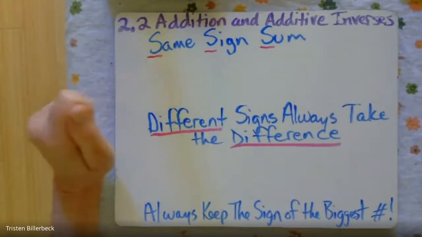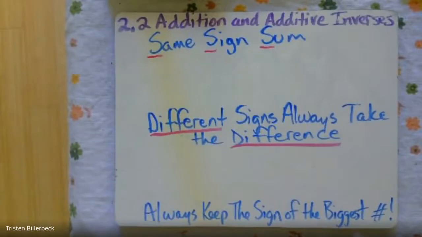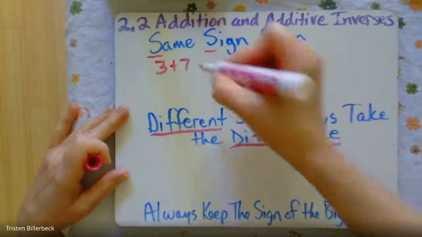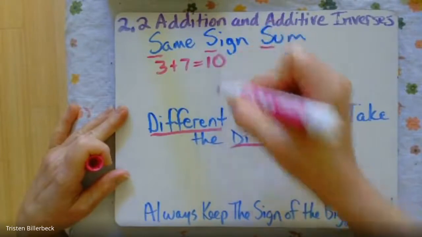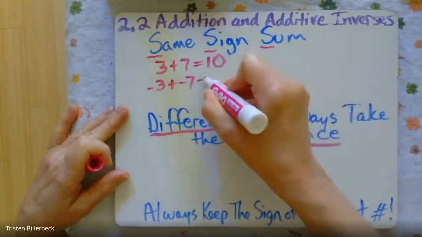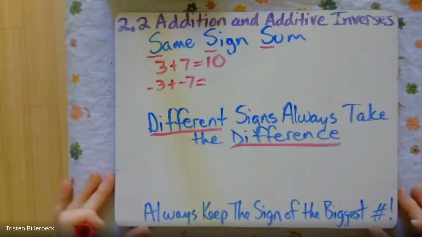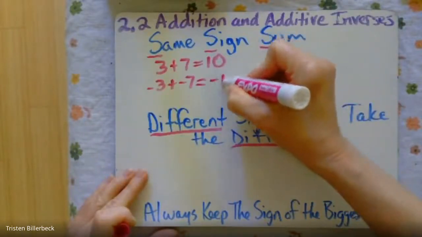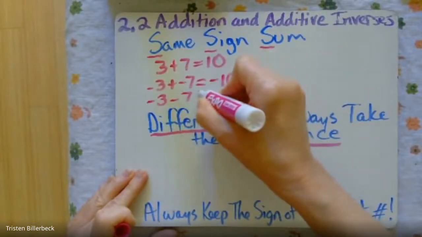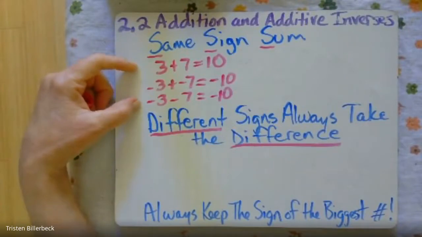First of all, I want to teach you a little technique to remember what to do. Same sign sum. What that means is if we have something like 3 plus 7, those have the same sign, so of course we're going to add those. That's 10. What happens if it's -3 plus -7? We still add them, but we keep the sign, because we always keep the sign of the biggest number. So that would be -10. This is the same thing as -3 minus 7 equals -10. This is an example of same sign sum.